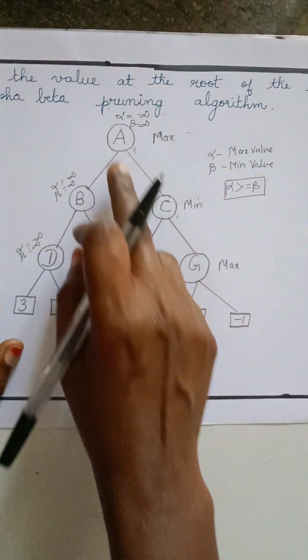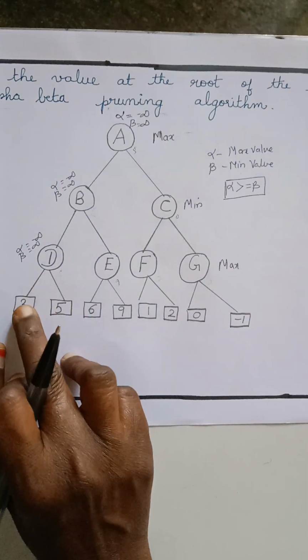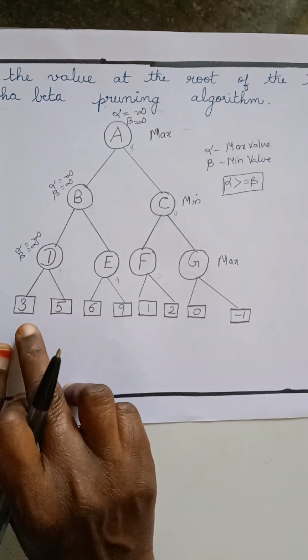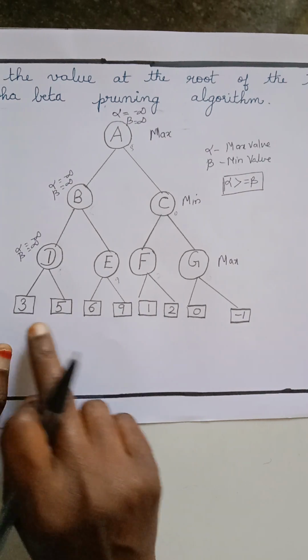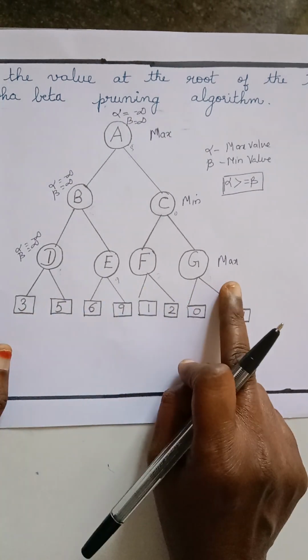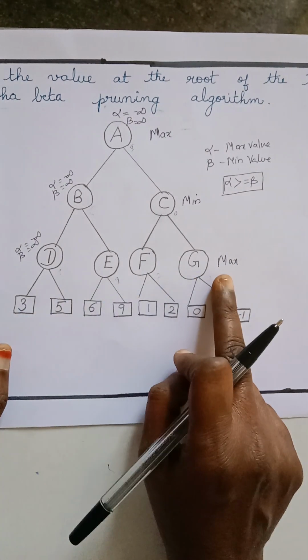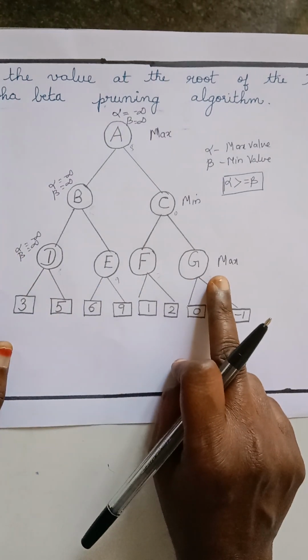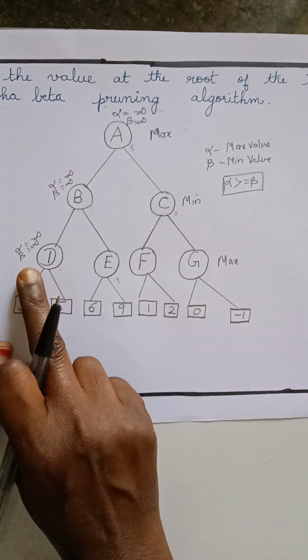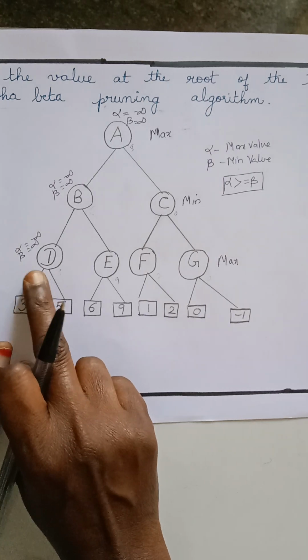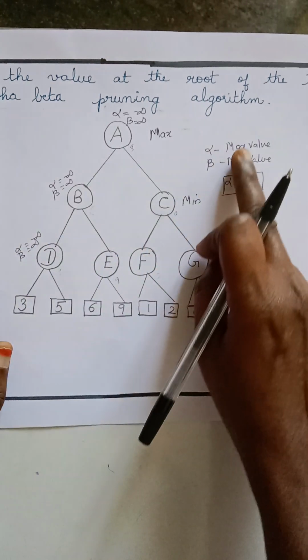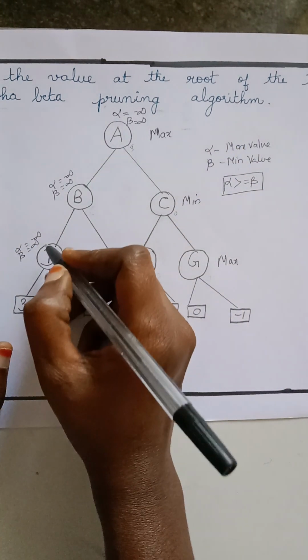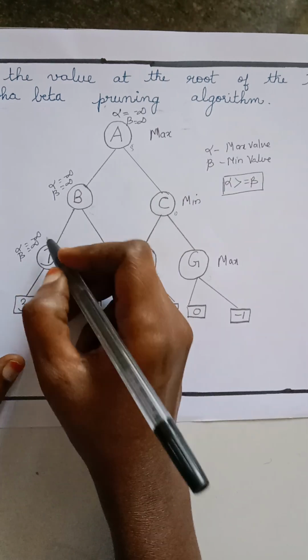We have come to this D node. In D node we have two leaf nodes, 3 and 5. Now at each level we have to update the alpha or beta values. It is the maximum level, so maximum nodes. Maximum level means we have to update at the maximum node. Alpha is the maximum value, so you have to update alpha.